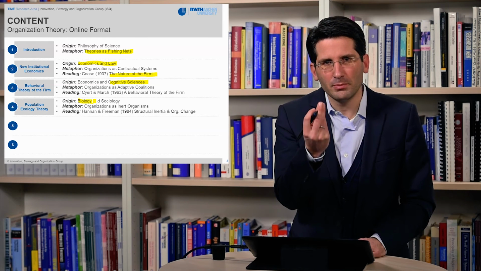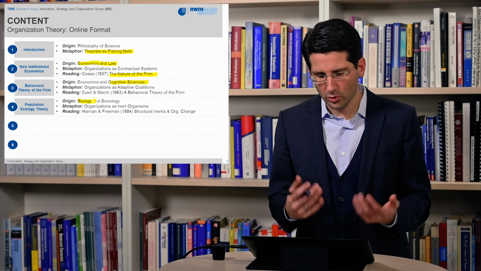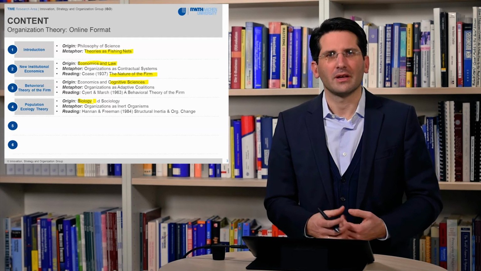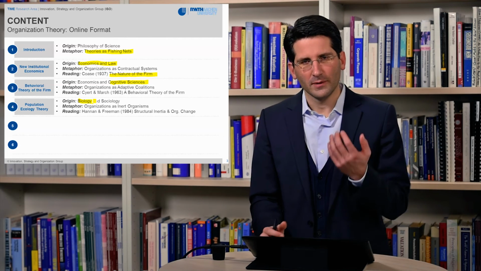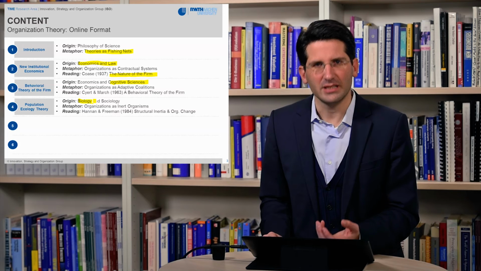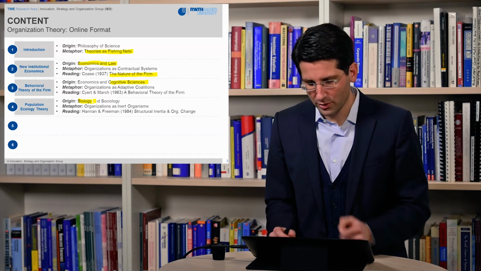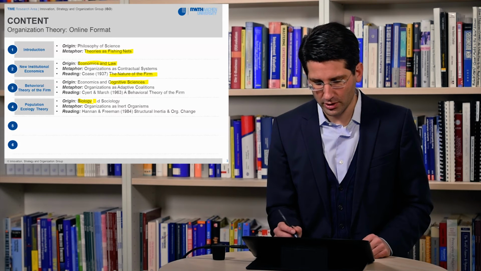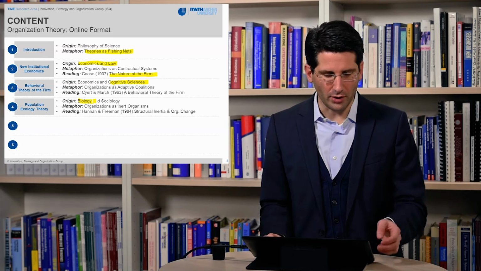So maybe it's just a myth that we think that organizations are adaptive. Quite often organizations are inert, that is stable and difficult to change. And this is what population ecology theory is in a nutshell all about, and we will dig deeper to explore this theme of structural inertia by looking at Hannan and Freeman's classic contribution on this theme.